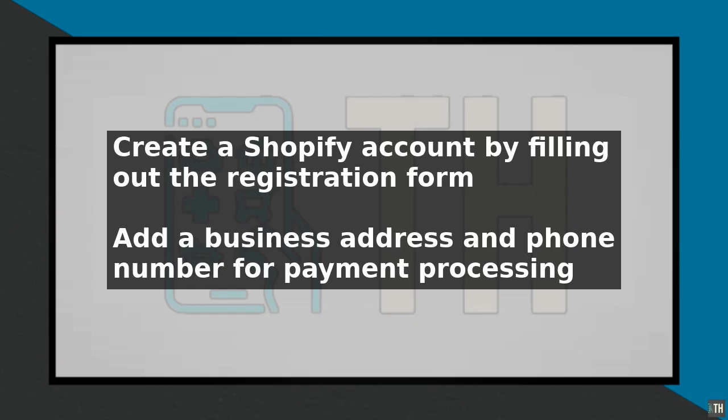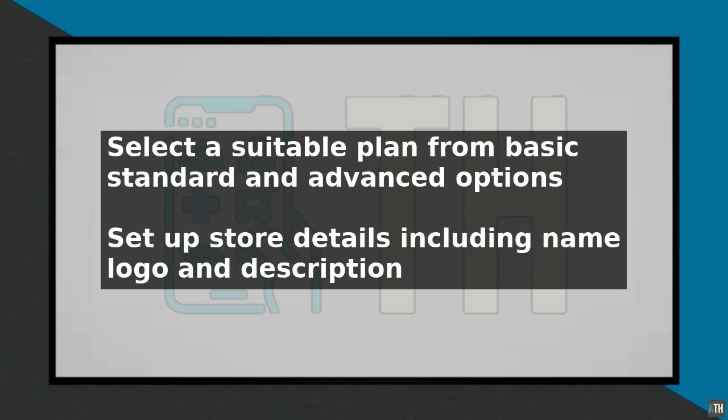Fill out the registration form with your email address, password, and store name. Next, you need to add a business address and phone number. This information will be used to set up your store and process payments. After that, you need to select a plan that suits your business needs. Shopify offers several plans, including Basic, Standard, and Advanced.